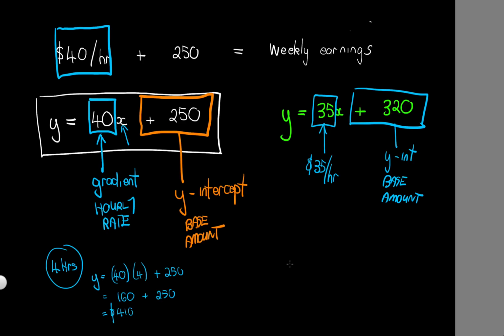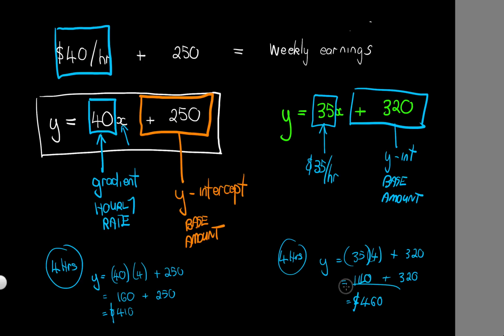Over here, if I work for 4 hours, it'll be Y equals 35 times 4 plus 320. So 35 times 4 is 140, and plus 320. So 320, 420, that will give me $460. So clearly, working 4 hours, this is the better pay to go with, and the difference between the two, this is 460, this is 410, so the difference is $50.